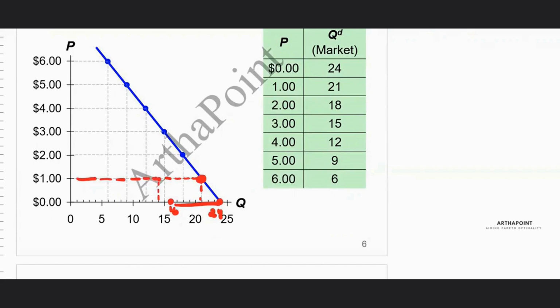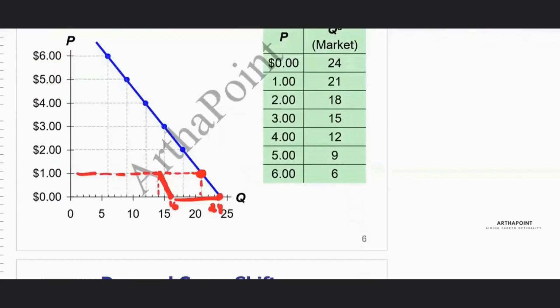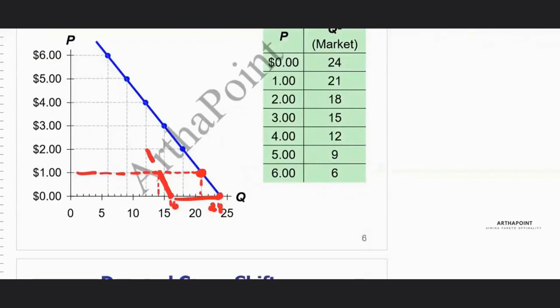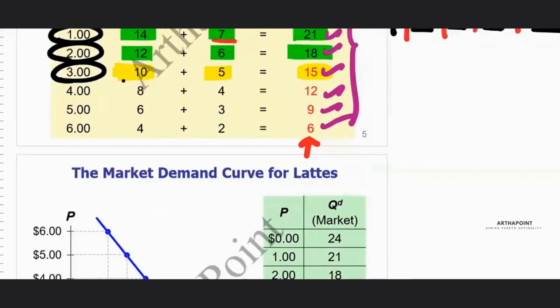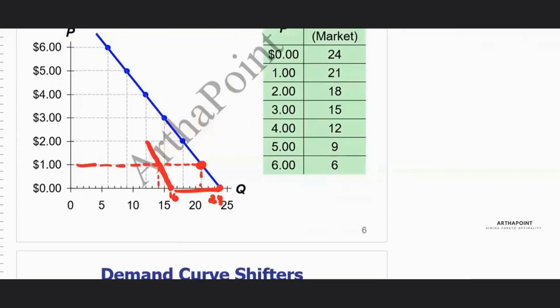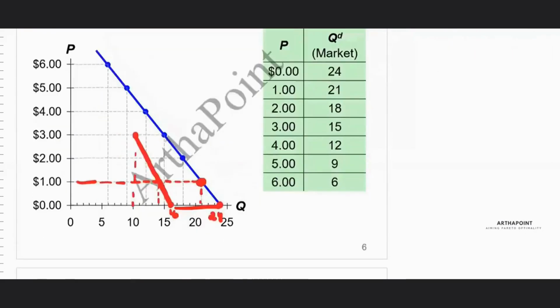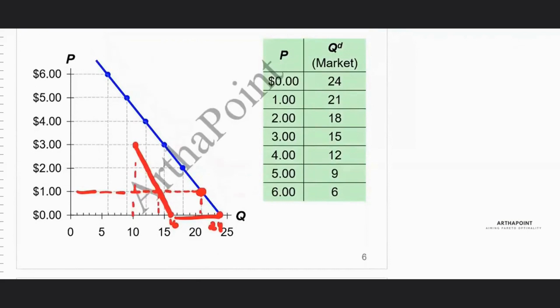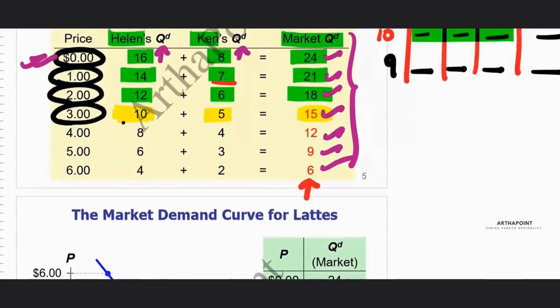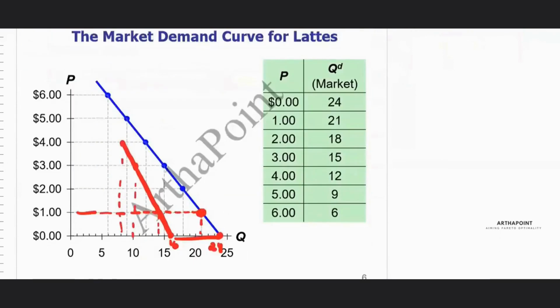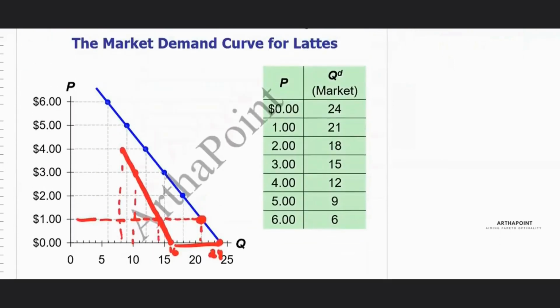So if I draw Helen's demand curve, it would be something like this. At $2, Helen was demanding 12 units, so somewhere over here. At $3, Helen was demanding 10 units, so somewhere over here. At $4, Helen was demanding 8 units, so somewhere over here. And at $5, Helen was demanding 6 units, so somewhere over here.